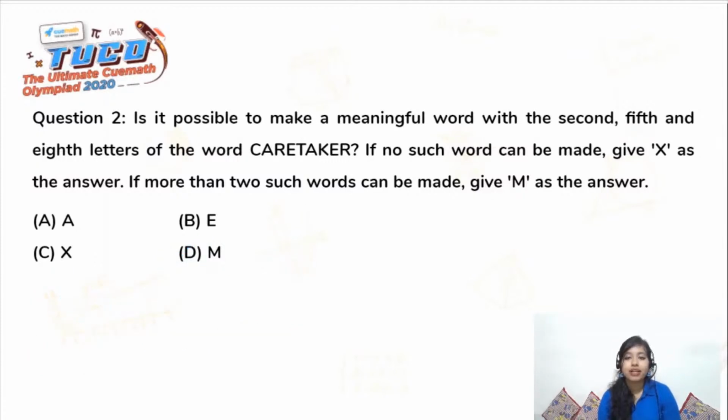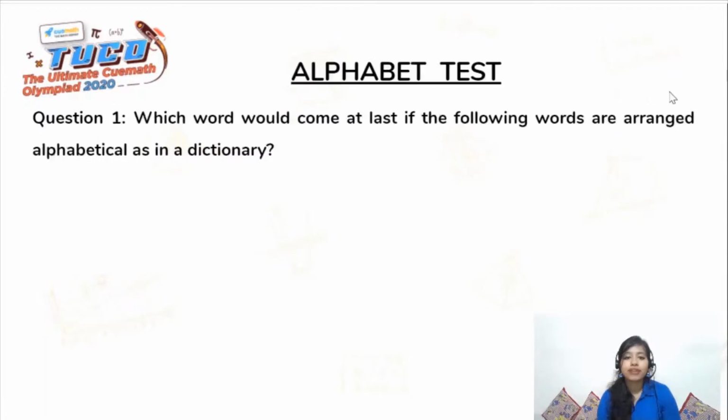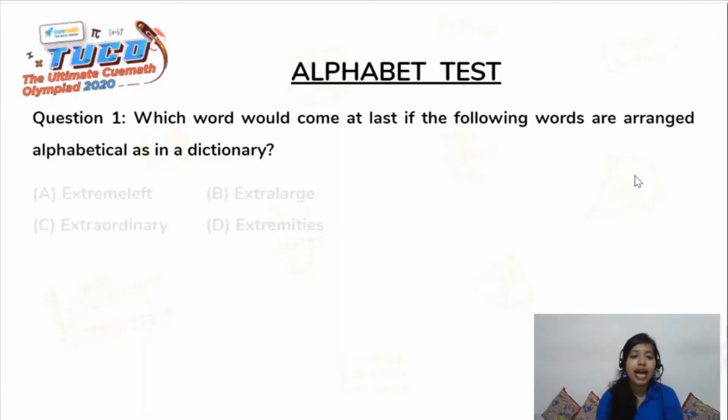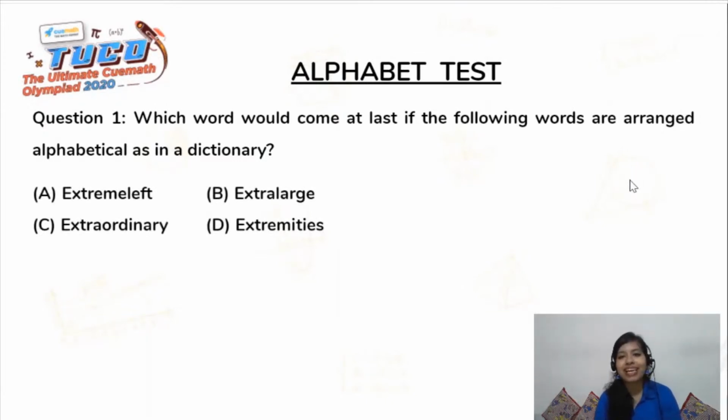Now let's go ahead. So with this, we are going to move ahead with our next objective, which is nothing but the alphabet test. So let's see here, guys. Which word would come at last if the following words are arranged in alphabetical order as in a dictionary? So we basically have to arrange them in alphabetical order, which we've been doing in a lot of places. Especially the most important application of alphabetical arrangement is the teachers who are maintaining attendance registers for different students in schools. So the first and foremost thing is that all the student names should be written in proper alphabetical order.